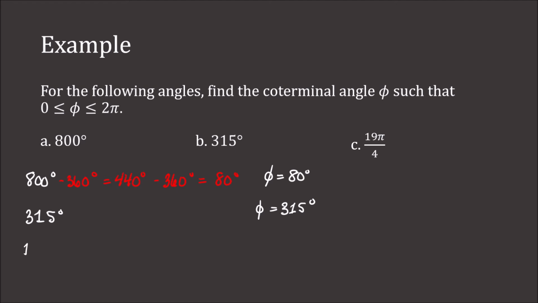And finally, if we look at 19 pi over 4, so again, we're looking for something between 0 and 2 pi. Well, 19 pi over 4 is larger than 2 pi, so subtract out 2 pi. That leaves us with 11 pi over 4. That is still larger, so subtract out another 2 pi. That'll give us 3 pi over 4. Now that is between 0 and 2 pi, so our coterminal angle here is 3 pi over 4.